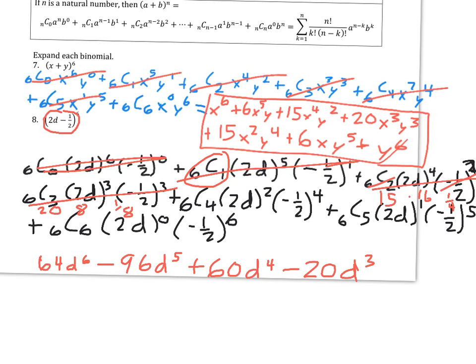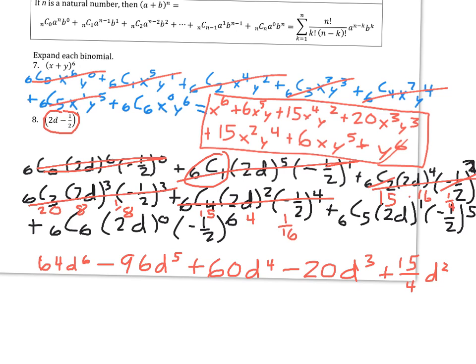6c4 is 15. 2d to the 2nd is 4d squared. And 1/2 to the 4th is 1/16. Alright, so we're going to end up with a fraction here. 15 times 4 times 1/16 is going to be 15/4, d squared. So now we're done with this one.